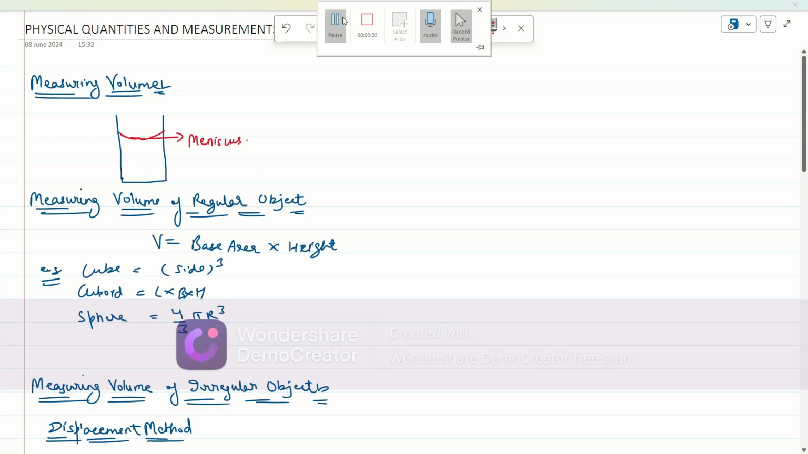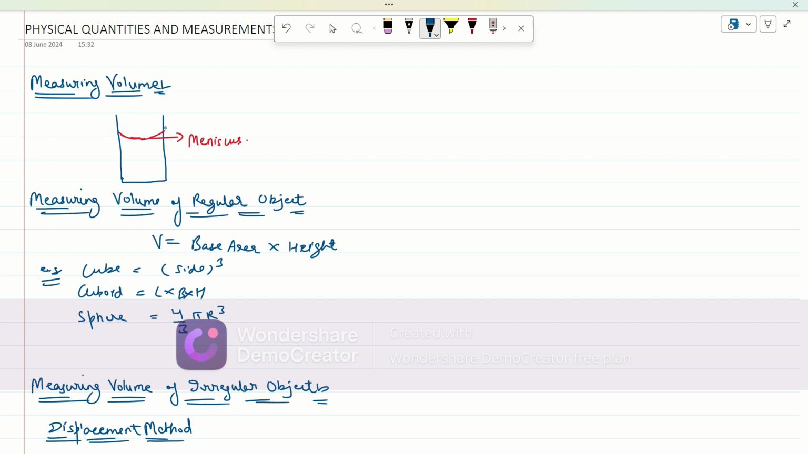How can we measure volume? For measuring volume, let's say you have to measure the volume of a liquid, then we can use a measuring cylinder. Let's say we are measuring the volume of water. When you put the water or any liquid in the measuring cylinder, you will see that there will be a curved portion like this. This is known as the meniscus. And in the case of water, you will always see this curved inward.